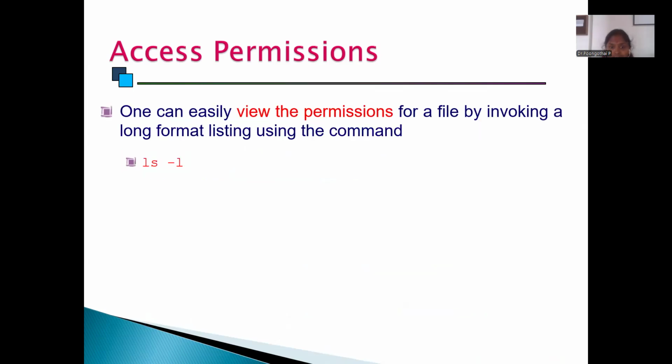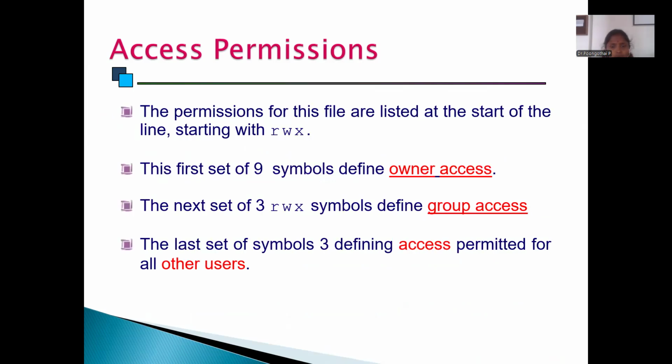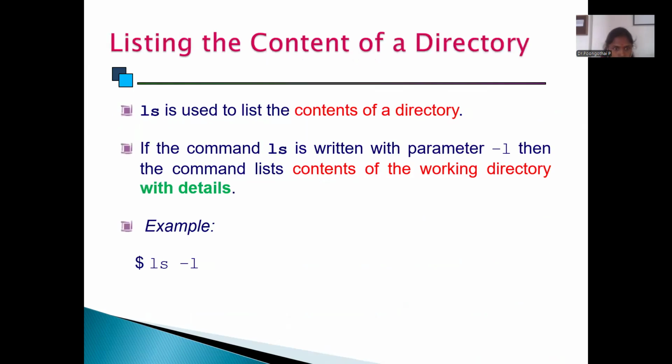Access permission: one can easily view the permissions for a file by invoking a long format listing using the command ls. The permissions for this file are listed at the start of the line, starting with rwx. The first set of 3 symbols defines owner access. The next set of 3 rwx symbols defines group access. The last set of 3 symbols defines access permitted for all other users.